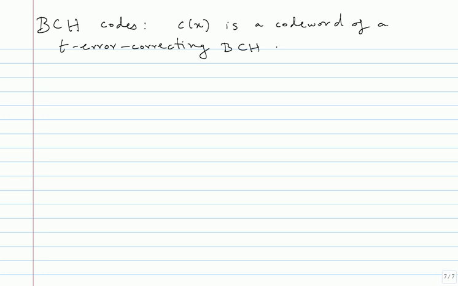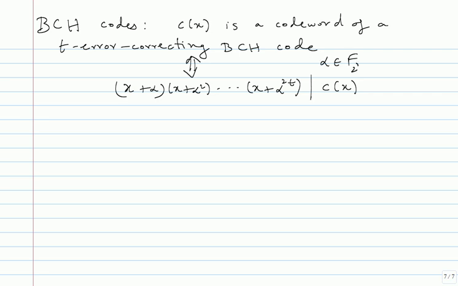if somebody tells you this is true, then this is if and only if X plus alpha, X plus alpha squared, and so on till X plus alpha power 2t divides C of X. What is alpha now? Alpha is a primitive element in F2 power m. Now since you know C of X has binary coefficients, you can say a lot more. So alpha squared to alpha power 2t will all have to divide C of X.